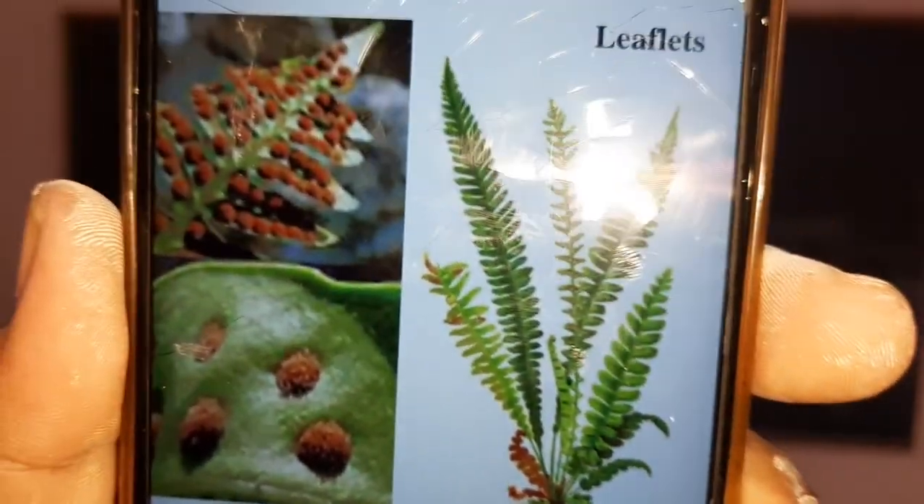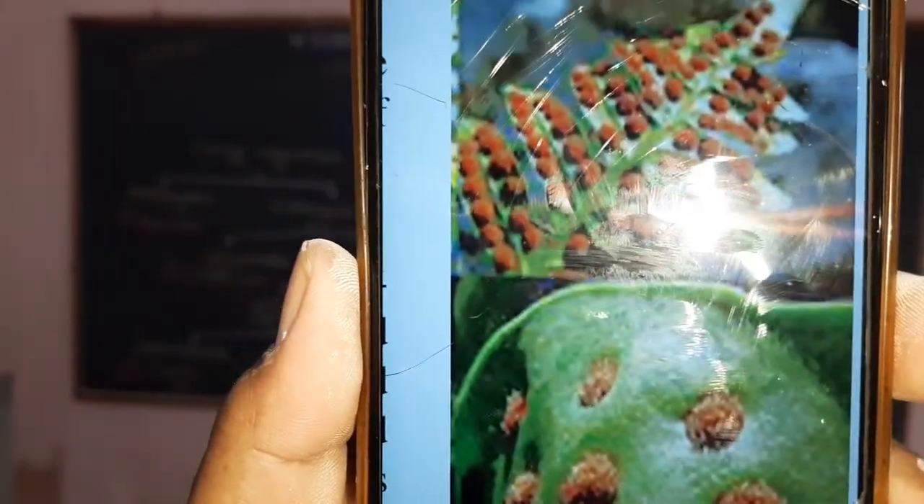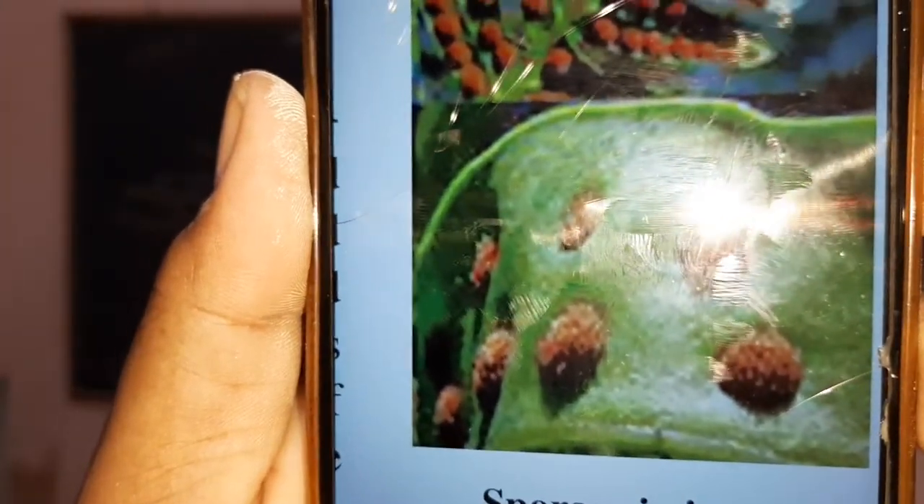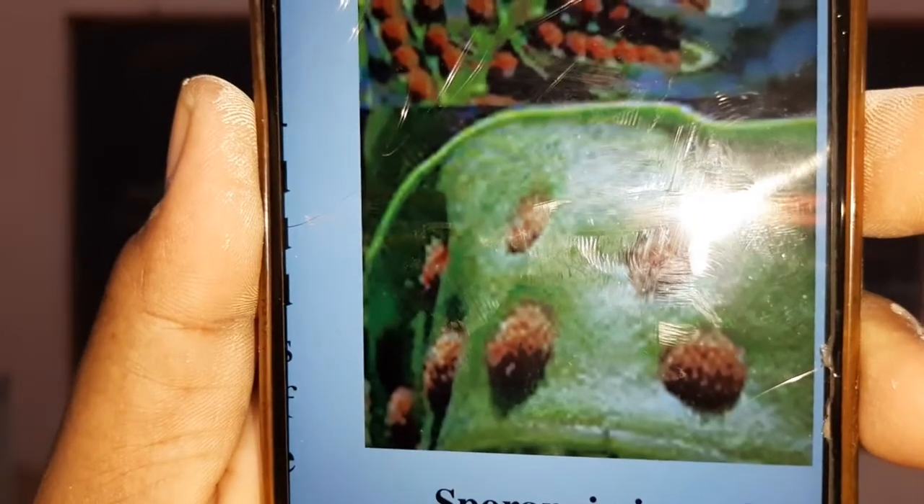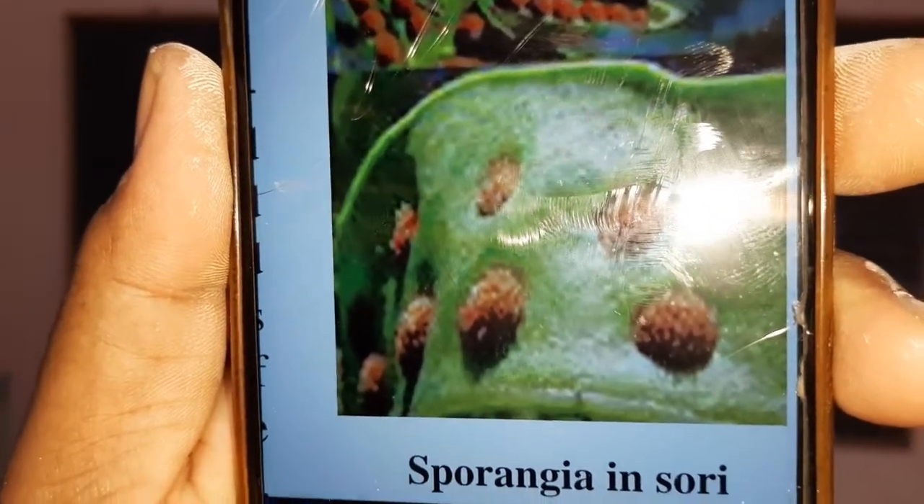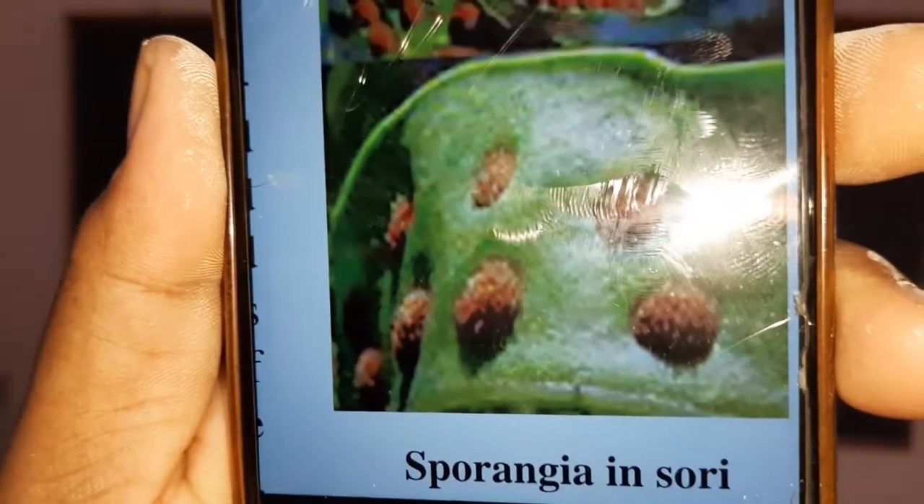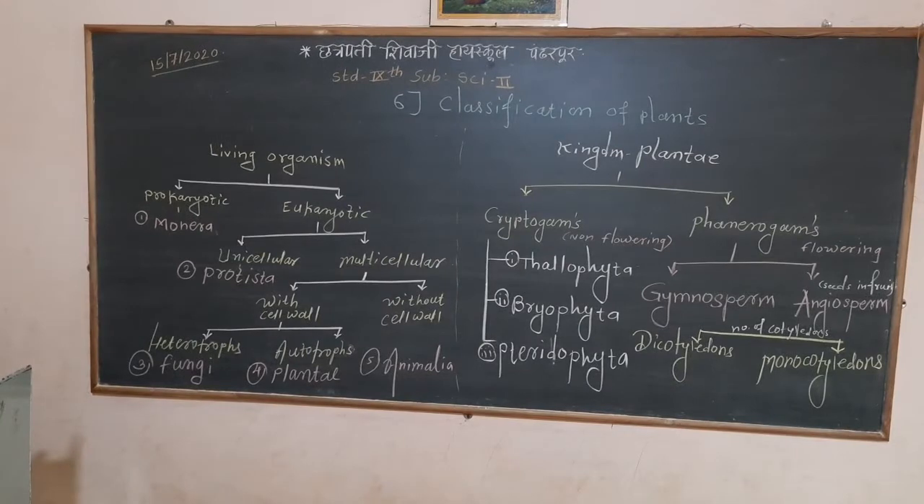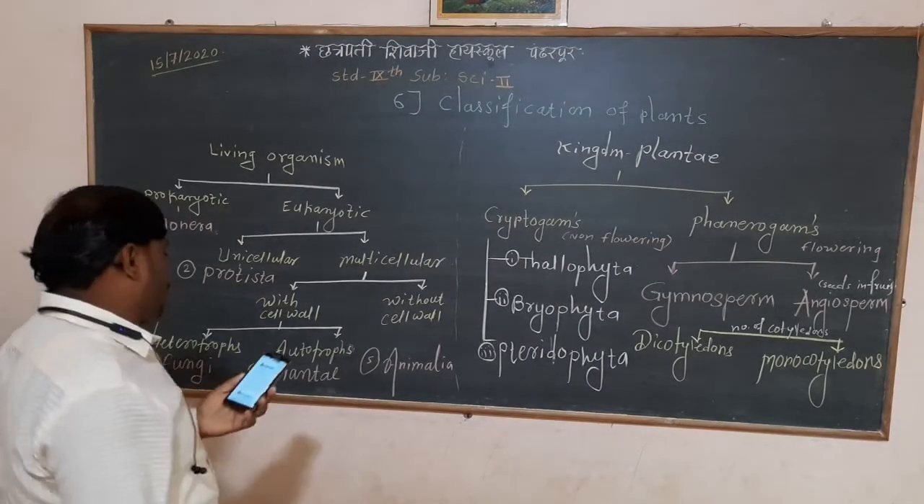As an ornamental plant, we look at the leaf here, and behind the leaf we observe some structures. These brick-colored structures are called sporangia, which contain the spores. They are present on the back side of the leaves, and these plants are members of the pteridophyta.